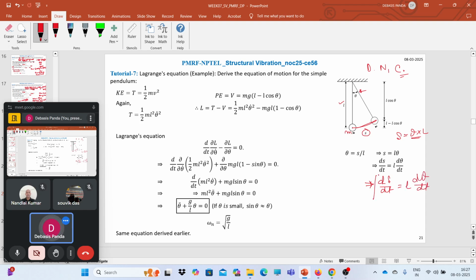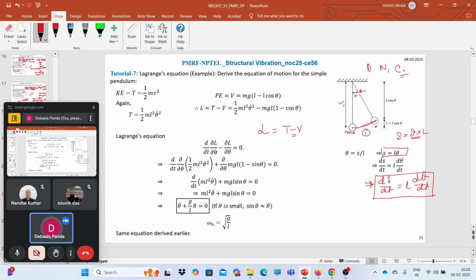We will need it because we are going to calculate the potential and kinetic energy. So we have the displacement and velocity of this pendulum with respect to its position. Now, to use the Lagrange equation, we first need to formulate the Lagrangian, where L is nothing but T minus V.